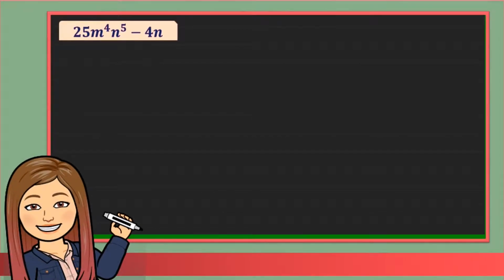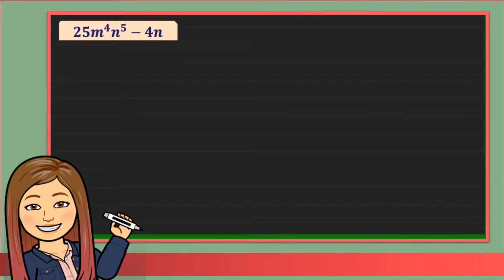Lastly, let's factor 25m to the power of 4 n to the power of 5 minus 4n. Notice that 25 is a perfect square, m to the power of 4 is a perfect square, 4 is a perfect square, but n to the power of 5 and n are not. Therefore, this is not a difference of two squares. But notice, n to the power of 5 and n, the variable n, is being repeated. Remember in our previous lesson that in factoring polynomials, let's check first if there are any common factors. So since there is a common factor, let's use the GCMF.